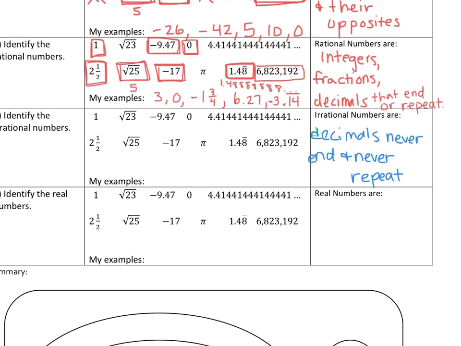Okay, so they never end, they keep going on forever and ever, and they never repeat. So 1 ends, so 1 is not irrational. Another word for irrational is it doesn't make sense. So a number that really doesn't make sense to us sometimes is pi, because pi keeps going on forever and ever, and never repeats, and it never ends.